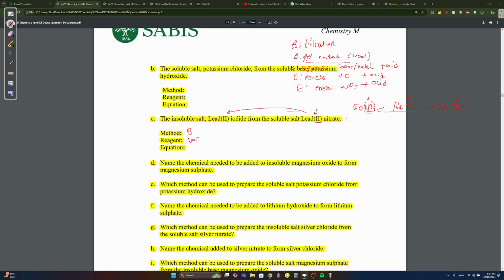And the equation would be PbNO3. Remember, it's Pb(NO3)2 because it's lead 2 iodide. So Pb2+ and then NO3-, cross to get Pb(NO3)2. Pb(NO3)2 plus NaI aqueous to produce PbI2, which is a solid, and then plus what's left: NaNO3, sodium nitrate. Okay, this is just the leftover, right? You have to complete it.